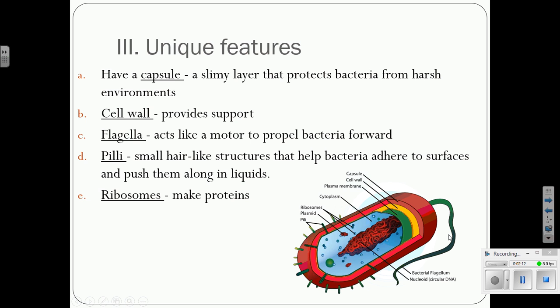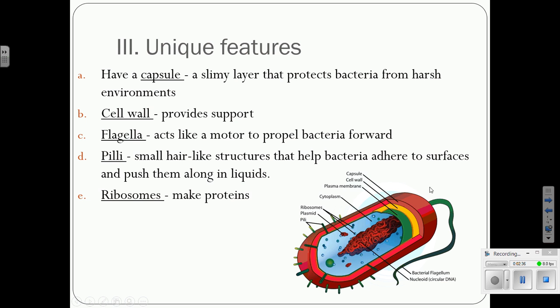All bacteria kind of have unique features, first being something called a capsule. It's a slimy layer going all the way around the outside of the bacteria. It's going to help protect it from all those harsh environments that it has to live in. So it helps keep it alive a little bit longer, keep it safer. And then right under the capsule is a cell wall. Like we said, they're kind of like a plant in that aspect. And that cell wall is there for support and protection as well.